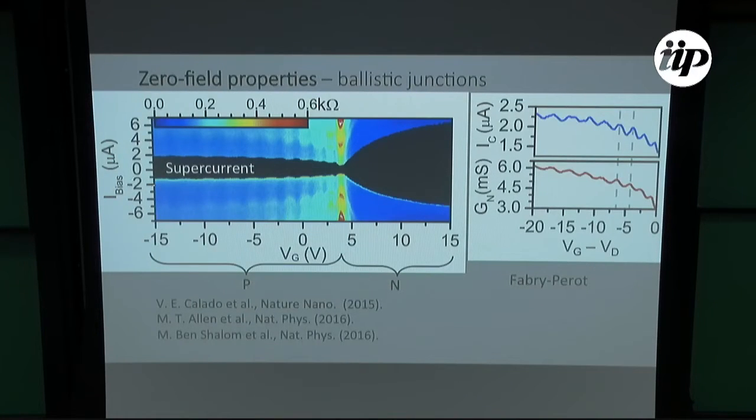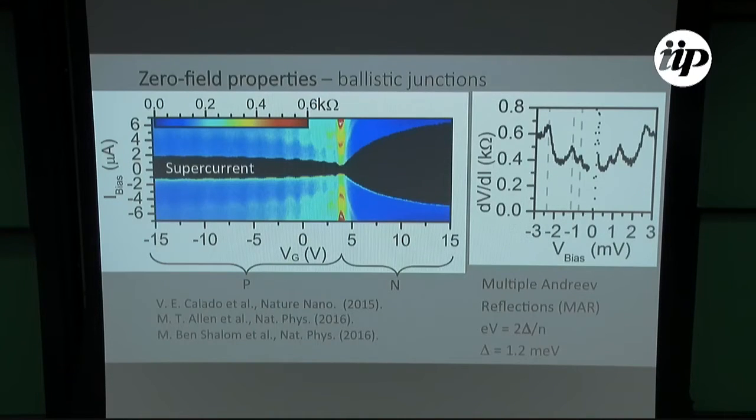The map is resistance versus bias and gate voltage. The dark region close to zero bias is a supercurrent. It is larger on the N side, small on the P side. And there are oscillations visible here in the normal resistance and also in the magnitude of the supercurrent. Those are summarized here. The critical current oscillates in phase with conductance.